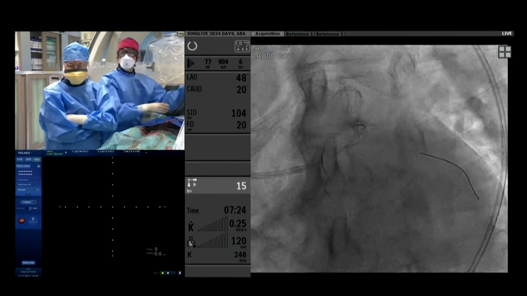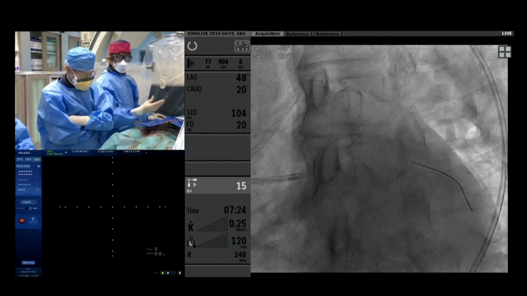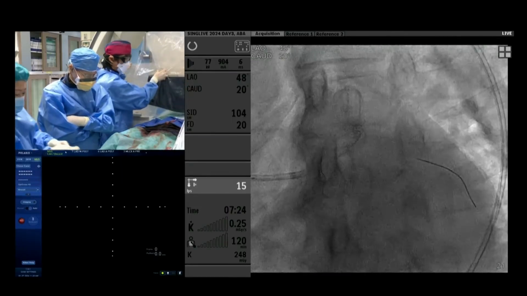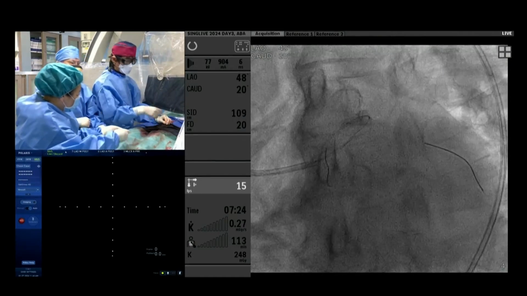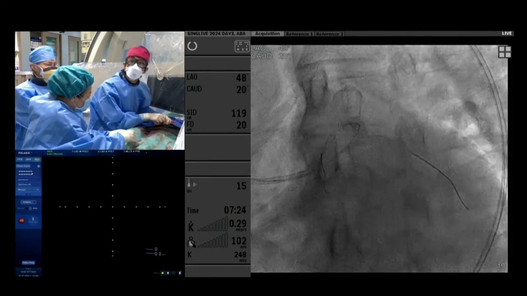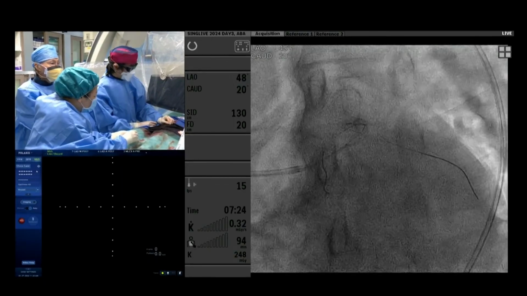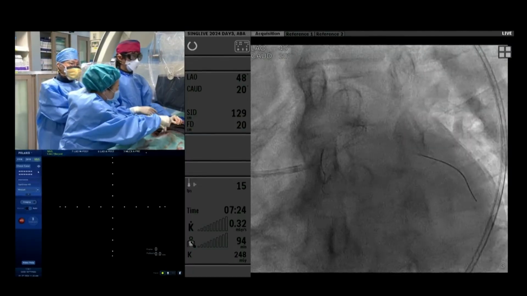Thanks for the question. I think it's a reflex that we like to inject contrast every time we do something. But in this case where the patient has CKD, I think IVUS is good enough for us to guide our PCI. If the patient has no symptoms, there's no ECG changes, I don't see there's any reason for us to do any contrast injection in this case.